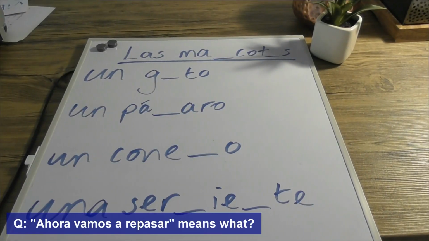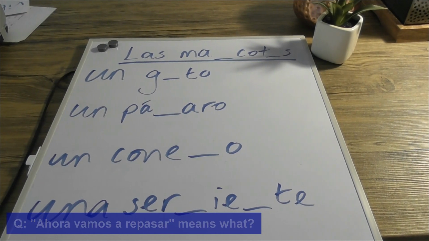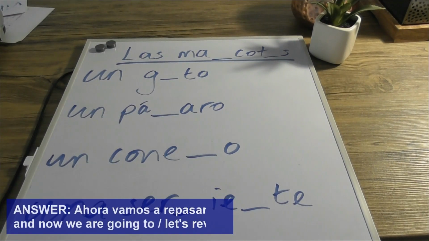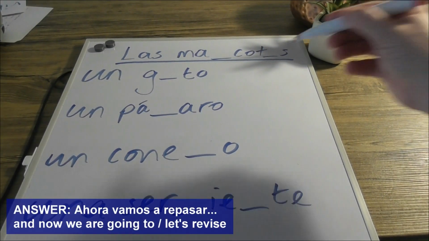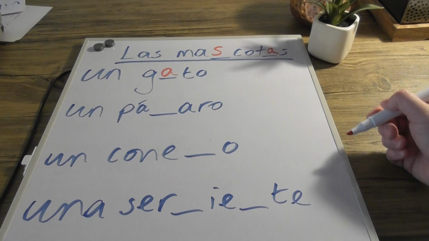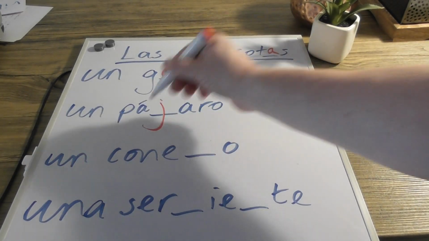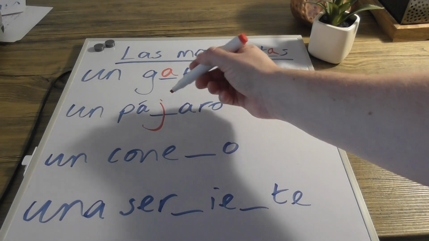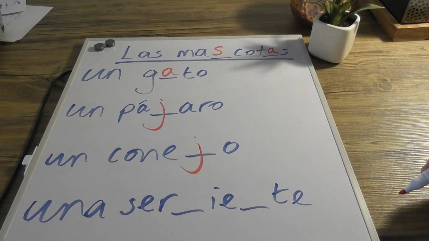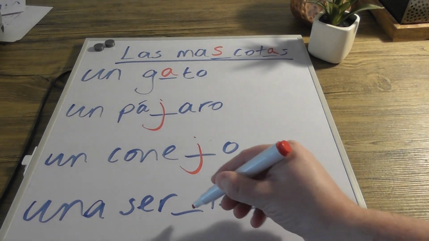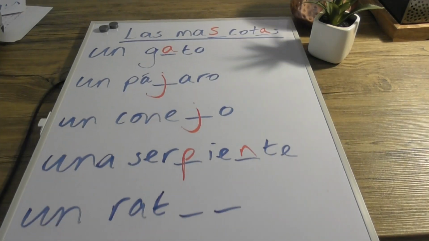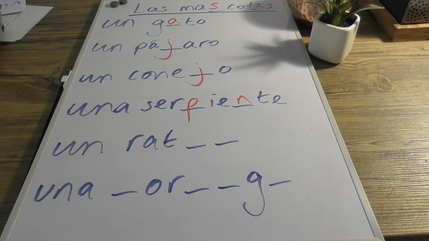Y ahora vamos a repasar unos animales. What are the missing letters from these words and what do they mean? Come back to you shortly. Y listos en 1, 2, 3. Okay? Mascotas, pets. Un gato, a cat. Un pájaro, a bird, with your J, the letter J. Un conejo, a rabbit. Una serpiente, a snake. And your last two, you're going to do those really quickly for me.